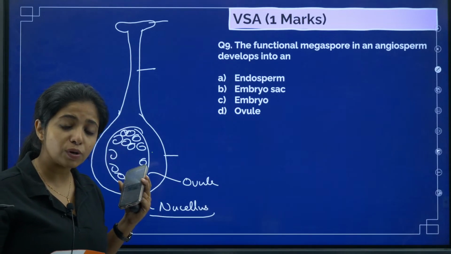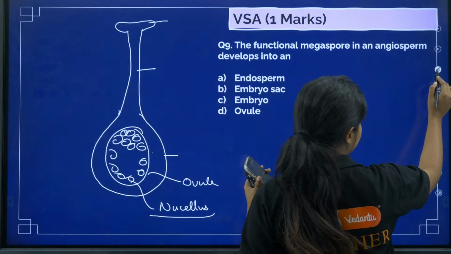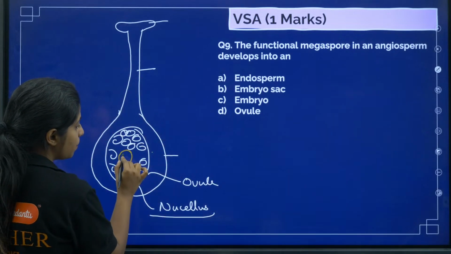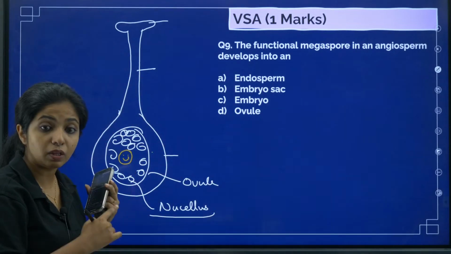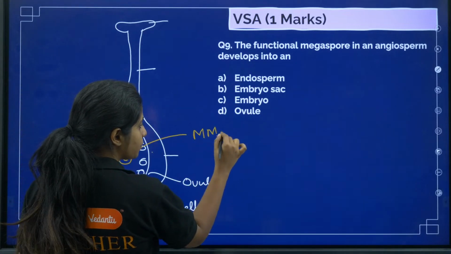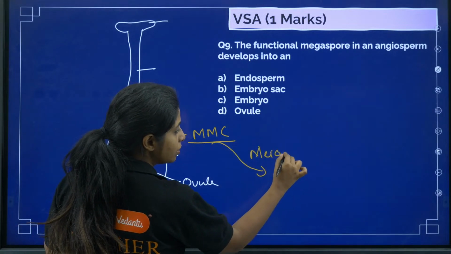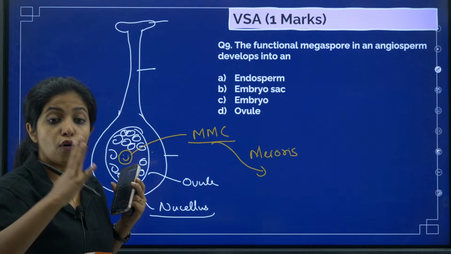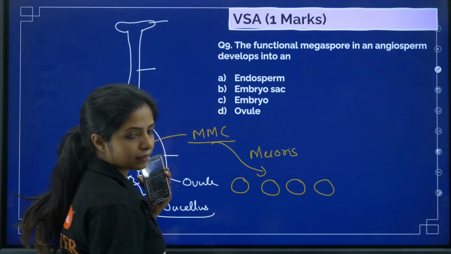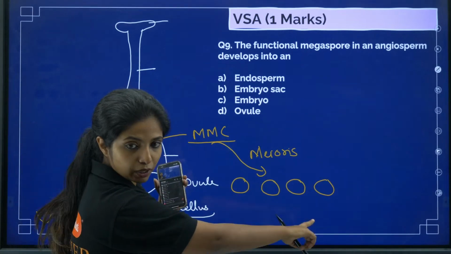In sporogenous tissue, what did we see? Every one of them is a microspore mother cell. But over here, it's not like that. Over here, only one cell will be the megaspore mother cell. That means it will be the one forming megaspores. This megaspore mother cell will undergo meiosis and give rise to 4 megaspores, just like how we had 4 microspores.